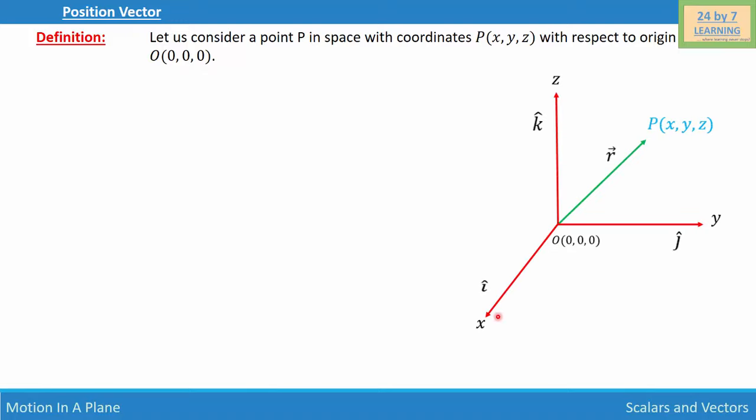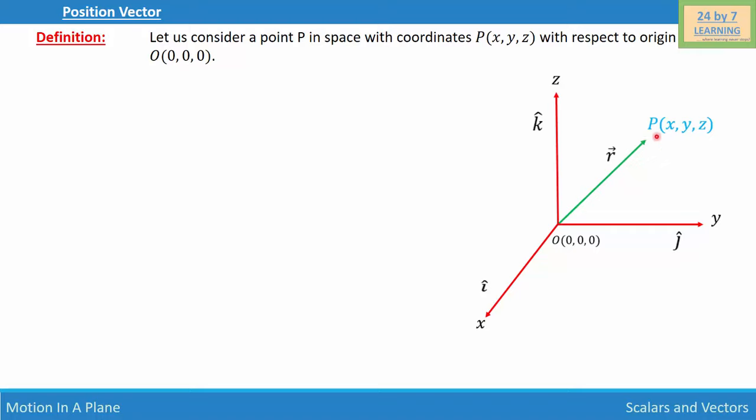As you can see, this is my x-axis, this is my y-axis, and this is my z-axis. And this point O is the origin. The unit vector i is along the x-axis, unit vector j is along the y-axis, and unit vector k is along the z-axis. I'm considering a point P(x, y, z) over here. And if I connect that point with the origin, I will get an arrow, which is basically a vector r.